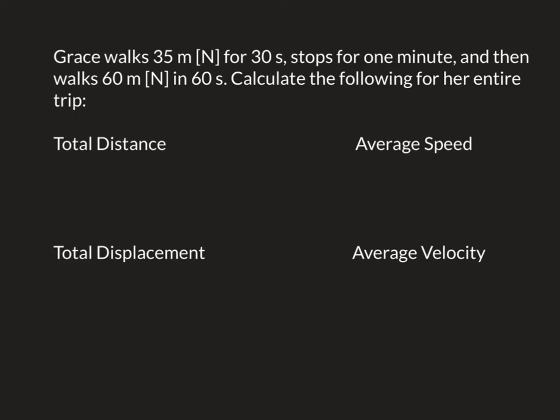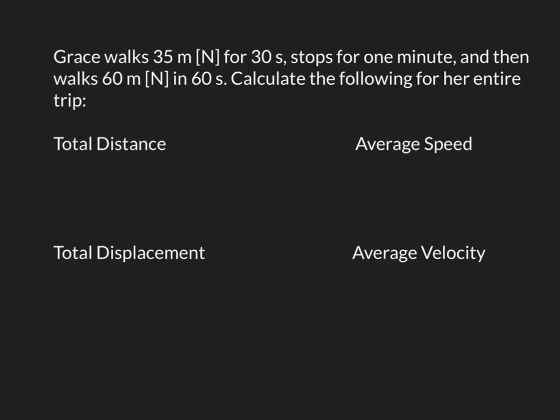So it says Grace walks 35 meters north for 30 seconds, stops for 1 minute, and then travels 60 meters north in 60 seconds. And for this, it wants us to calculate the total distance, total displacement, average speed, average velocity. All right, so we're doing all 4 types of calculations. So let's see kind of what we get here.